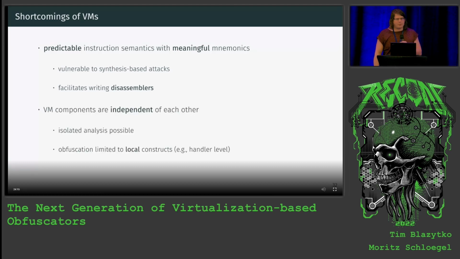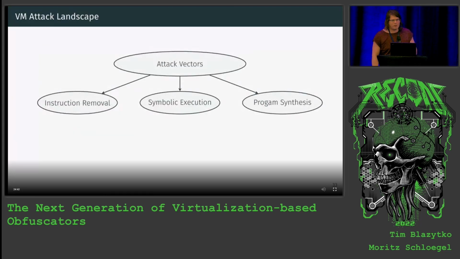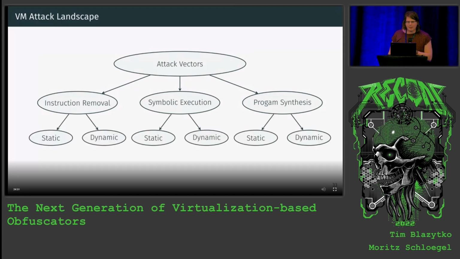The second drawback of such VMs is that VM components are independent of each other, which means that the obfuscation is mostly local. We can have a look at a single handler and extract its core semantics by just doing some analysis. So we can look at all the handlers independently from each other and extract the core semantics. To summarize the VM attack landscape, we have instruction removal, symbolic execution, and program synthesis, in static and dynamic scenarios, and current VMs are just vulnerable to all of these attacks.